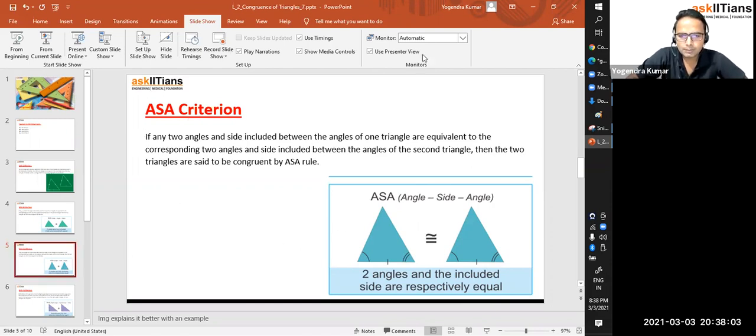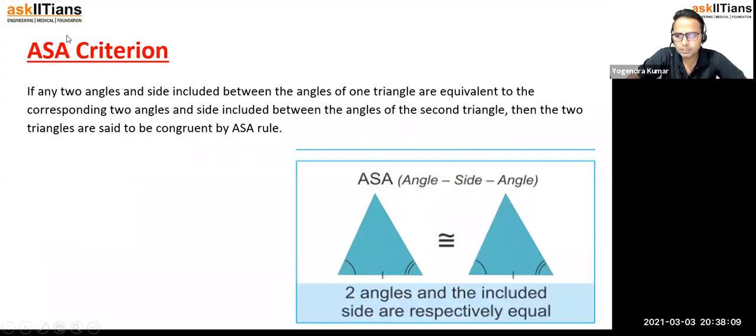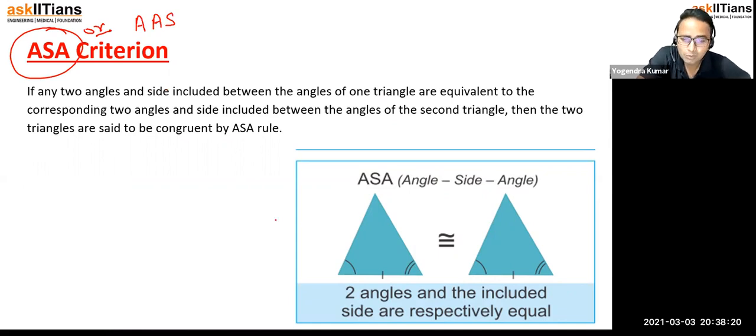Now I was saying here, I think you remember that I said we can name this as AAS criteria also. Why am I saying AAS, two angles and one of the sides? Suppose this angle is 60 degrees, and this is 40 degrees. So how much is this remaining angle?